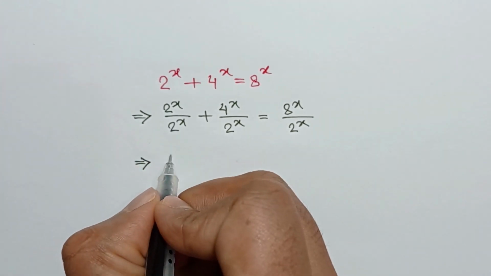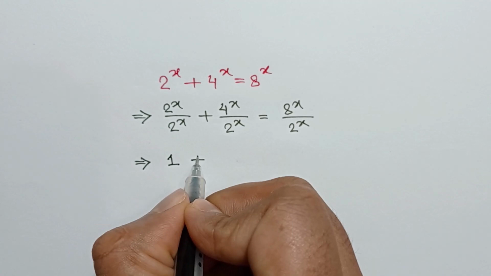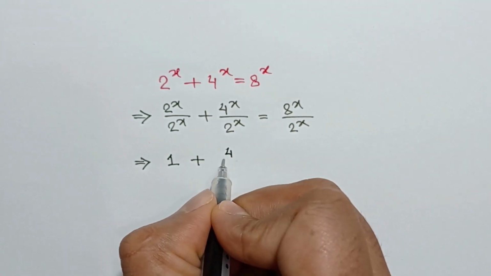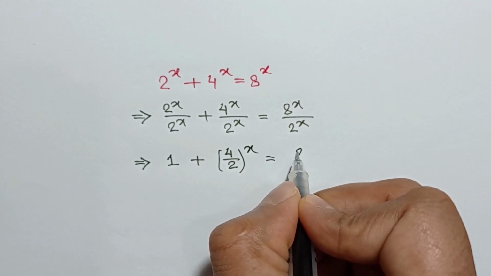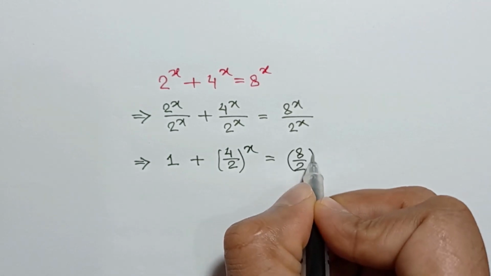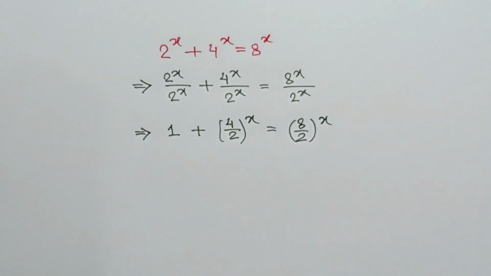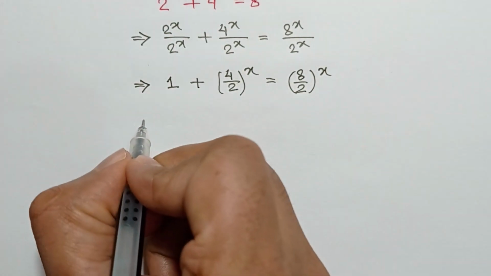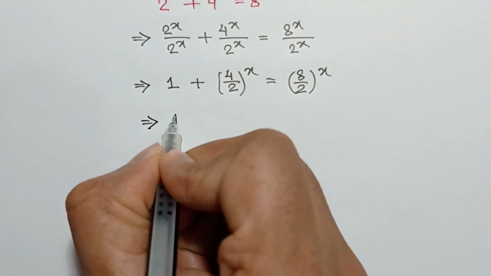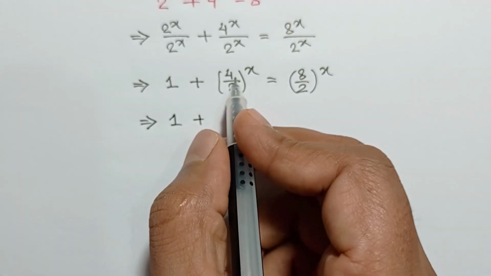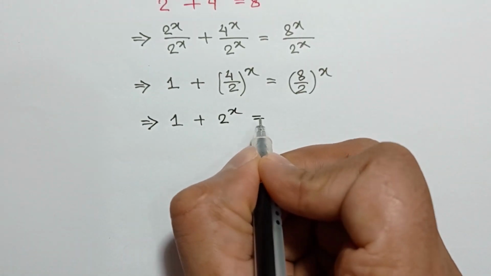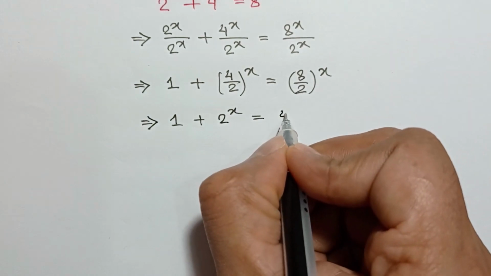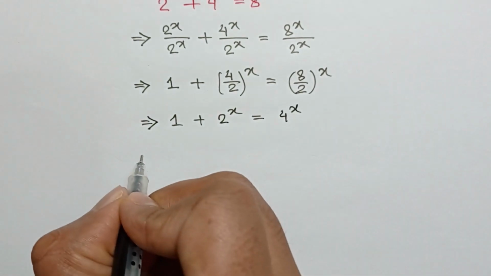The 2 to the power x terms will cancel out, so it will be 1 plus 4 over 2 whole to the power x is equal to 8 over 2 whole to the power x, or 1 plus 2 to the power x is equal to 8 over 2, which is 4 to the power x.